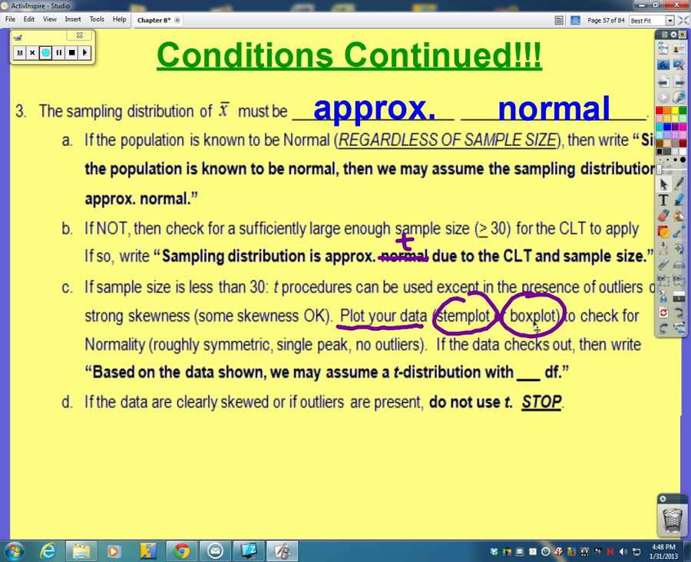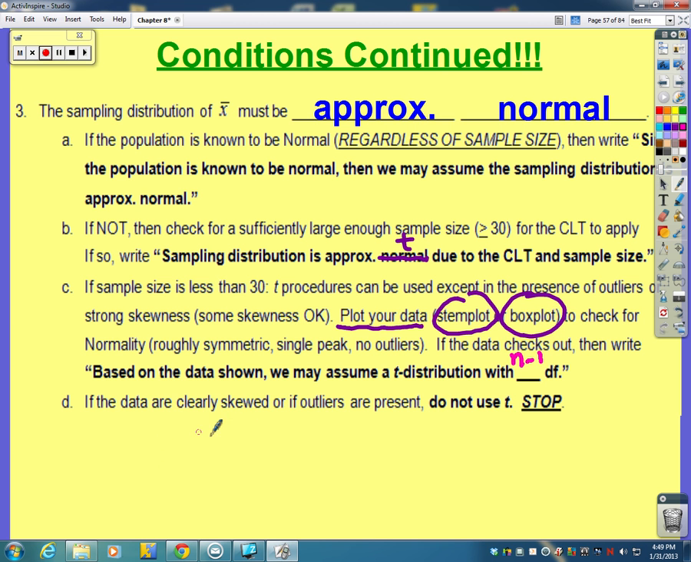I'll show you both, a stem plot and a box plot, to show you the advantages and disadvantages of each. If the data checks out, if your plot checks out here, then you can say, based on the data shown, we may assume a t-distribution with blank degrees of freedom. And remember your degrees of freedom from last video: your sample size minus 1.